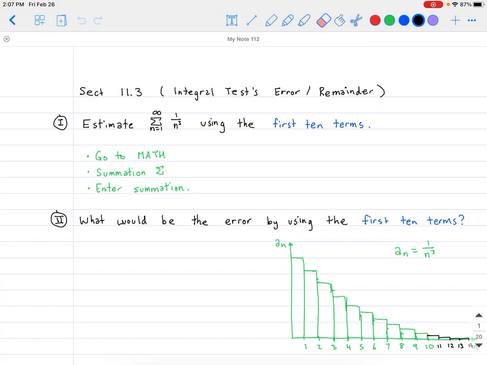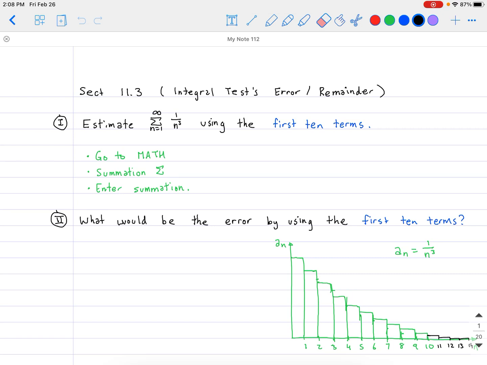Today we are looking at the second half of the integral test in section 11.3. The last thing we did was the integral test to determine if a series is going to converge or diverge. Remember, in order to take the integral of the function that you're using for convergence or divergence, you have to make sure that three properties are fulfilled.